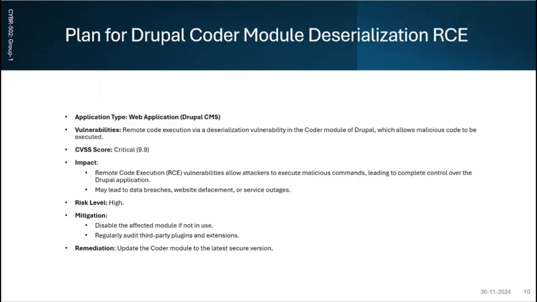Now, the plan for Drupal Core module deserialization RCE focuses on a critical remote code execution vulnerability in the Drupal CMS core module. Its mitigations include disabling unused modules, auditing third-party plugins, and updating to the latest secure versions. Here the CVSS score is critical, that is 9.9. The risk level is high.